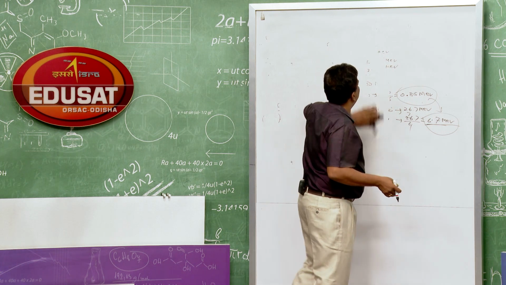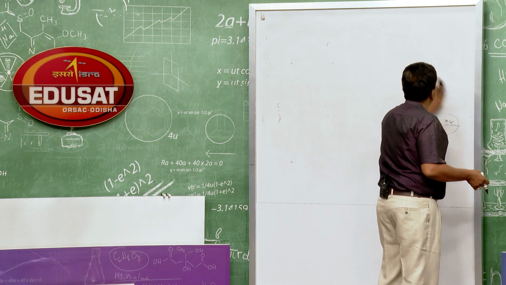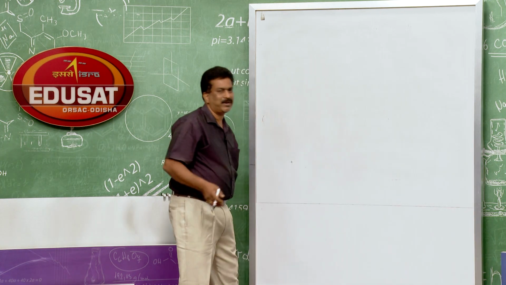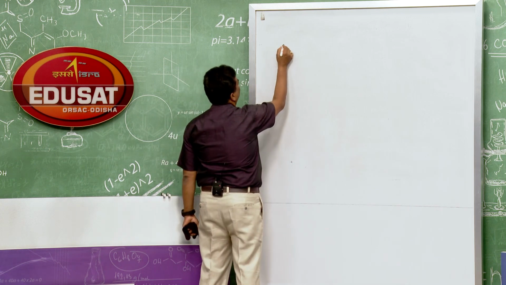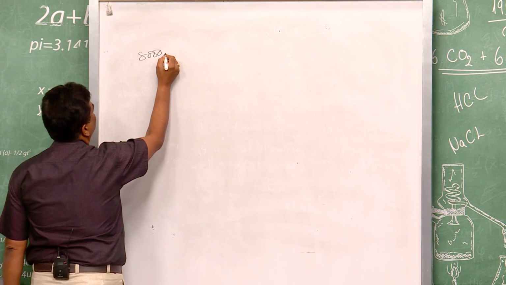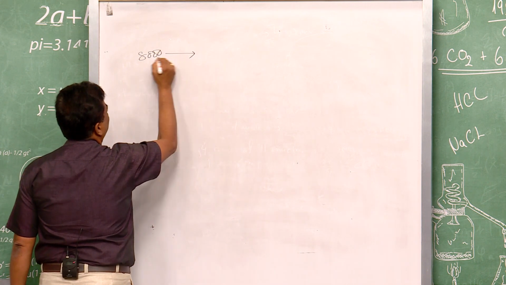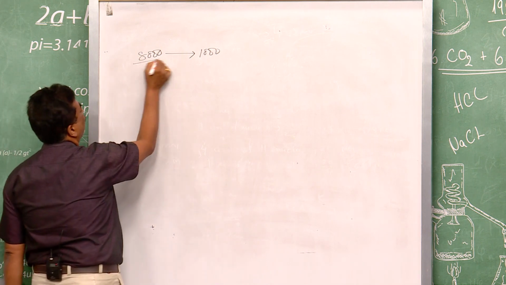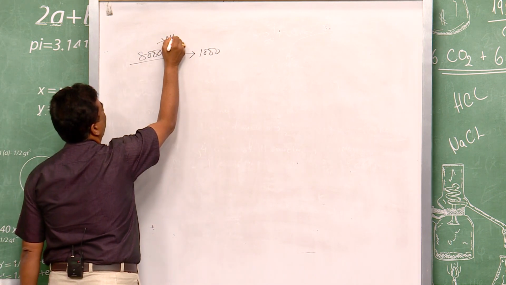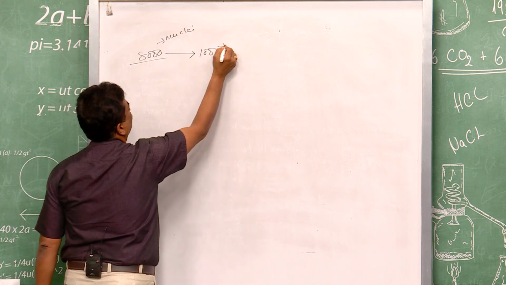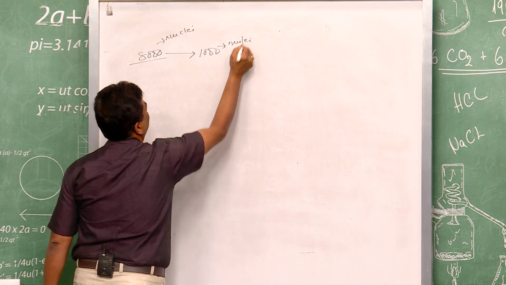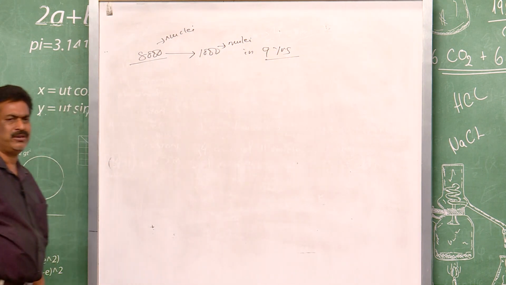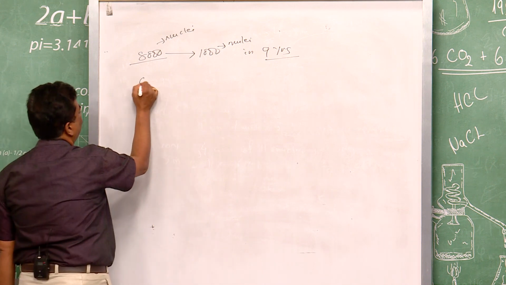As I said earlier, in my last class I gave you one problem, and that problem is regarding the half-life. I said that if 8000 nuclei decay to 1000 nuclei in 9 years, just think over what I gave in the last class. So calculate.